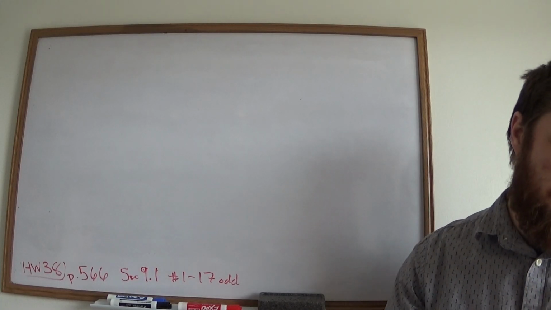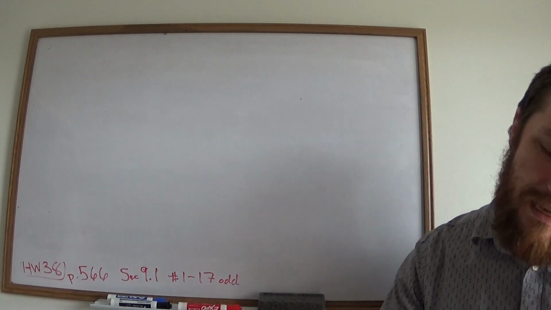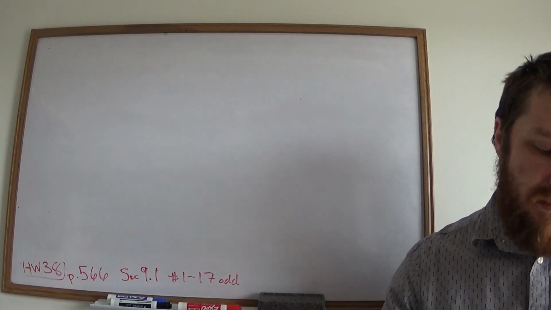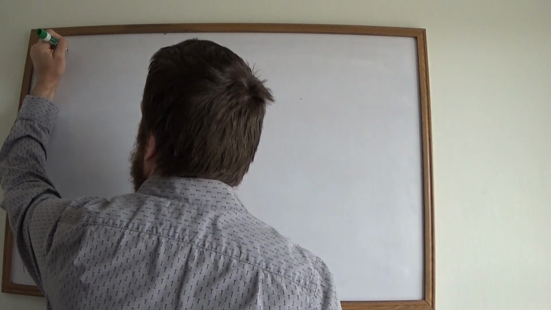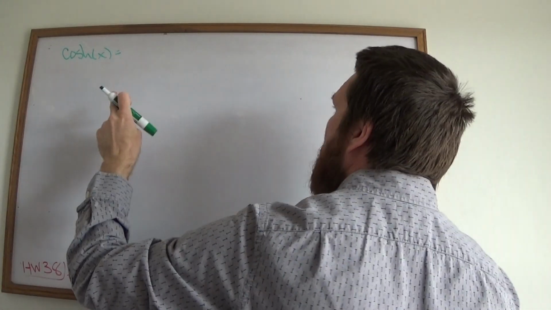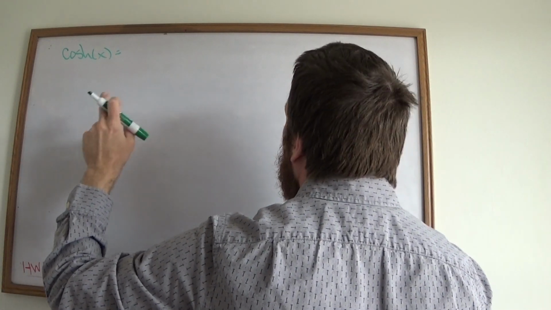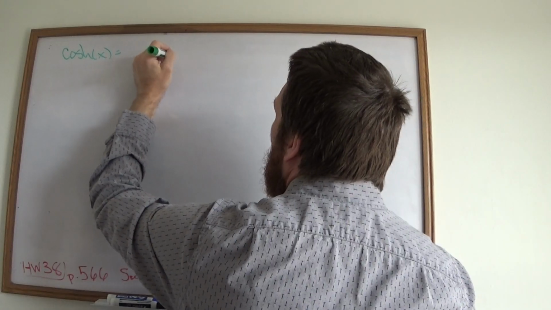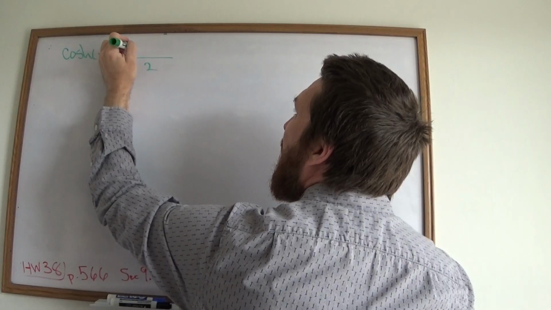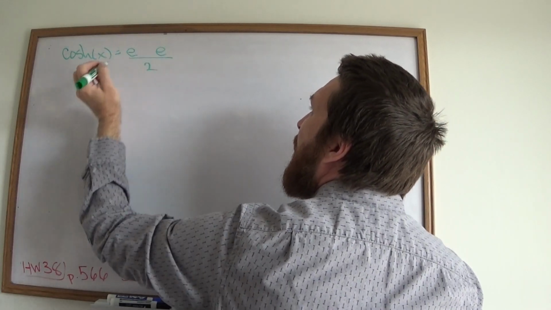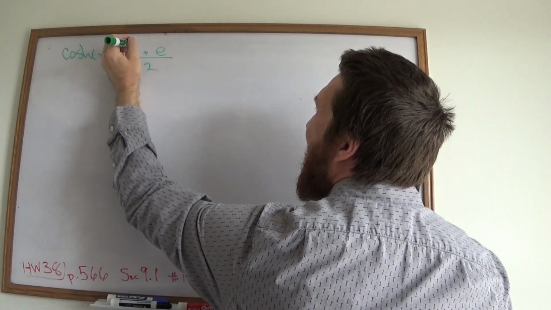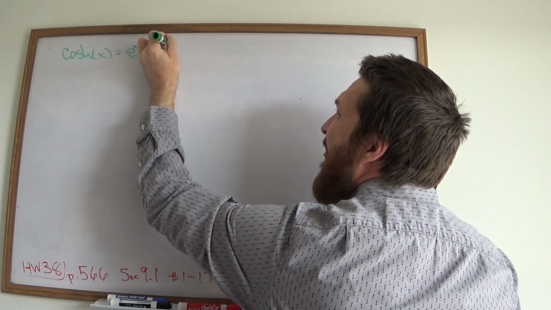Now, here's some stuff that you may or may not need for this homework. I haven't looked carefully at all of the problems, but something like this might show up. Does anybody remember what this is? It's cosh, the hyperbolic cosine. Does anybody remember what it is? I'll give you a hint. It's something over 2. Sine x, sine of x over 2? No.